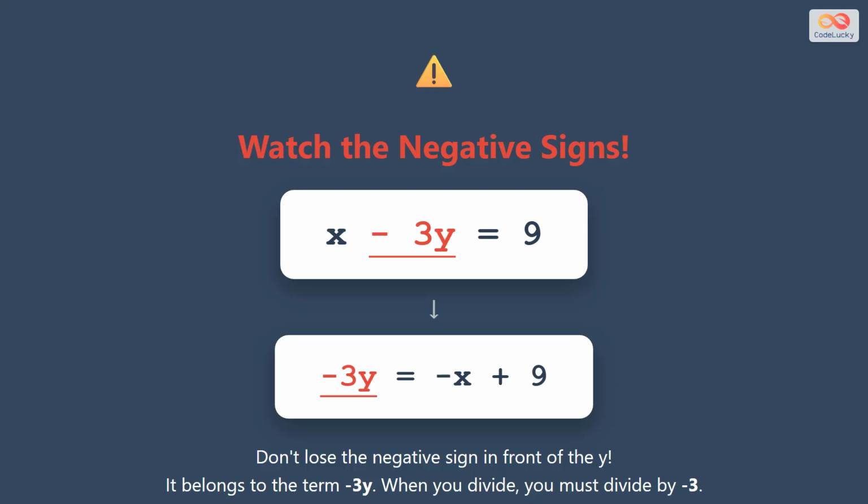Be very careful with negative signs. In this example, we have x minus 3y equals 9. When we subtract x from both sides, we are left with negative 3y equals negative x plus 9. Do not lose that negative sign in front of the y. It means we must divide everything by negative 3.